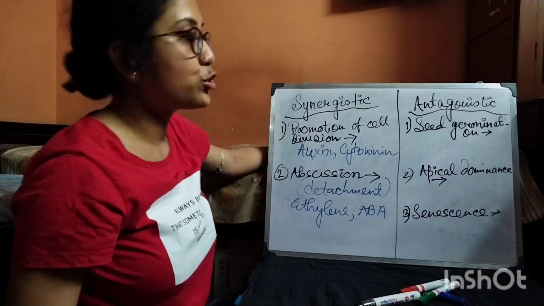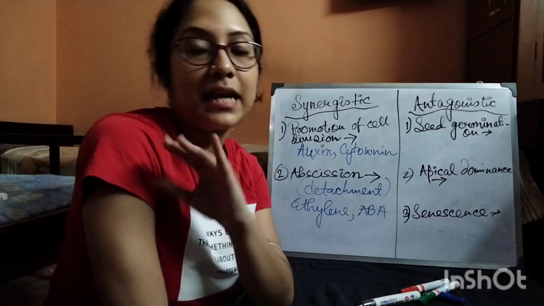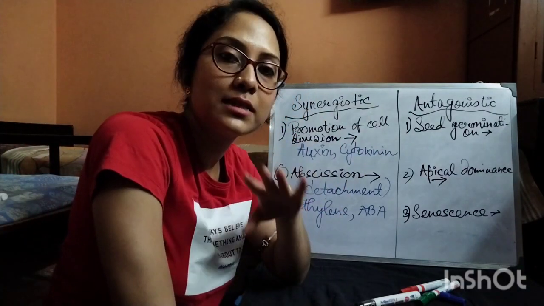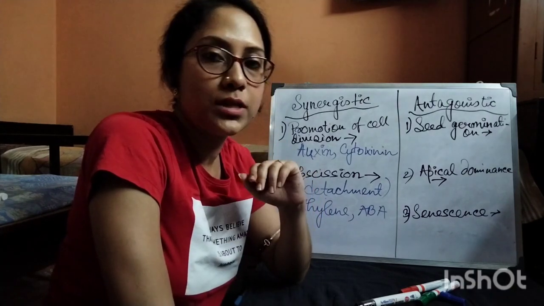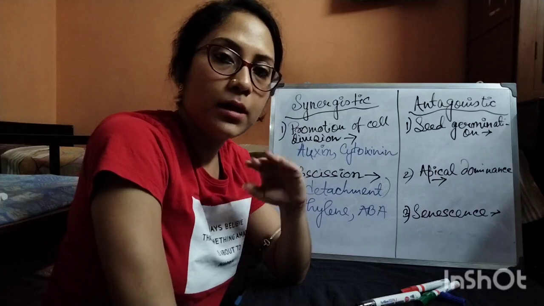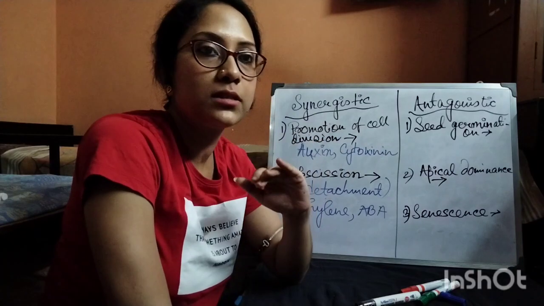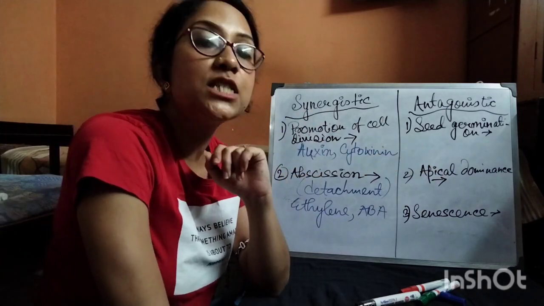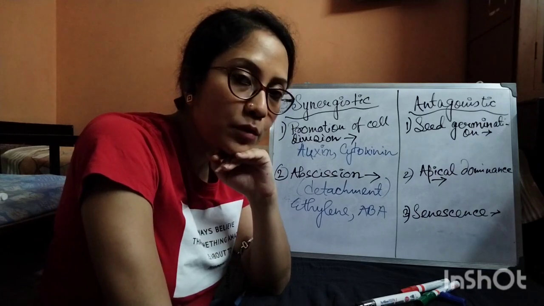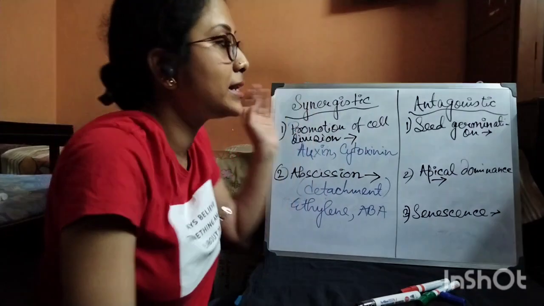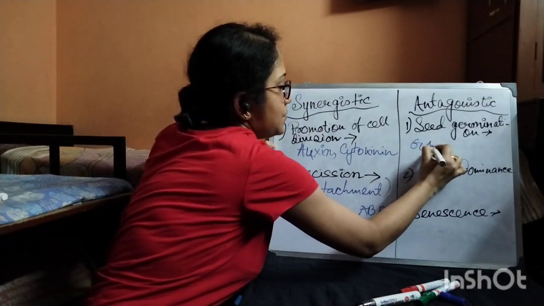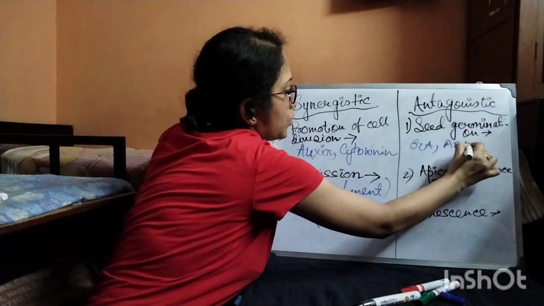Let's come to the right portion. What is antagonistic? Antagonistic, I have just mentioned, is when 2 hormones act opposite to each other. Okay, not in a synergistic way, just opposite. The first one is seed germination. The two antagonistic hormones are abscisic acid and gibberellin.